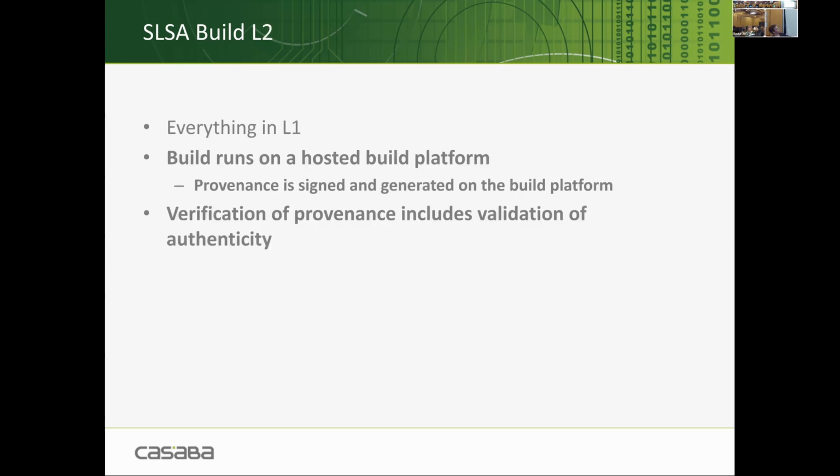So in build level 2, it's running on a hosted build platform. The provenance is signed and it's generated on the build platform. And you do verification of the provenance and you validate that the provenance is actually authentic. They have tools for this. Tools are actively being released. I think NPM has a SLSA verifier tool now. So the goal here is you're really trying to prevent tampering and you're trying to deter adversaries and that type of stuff.